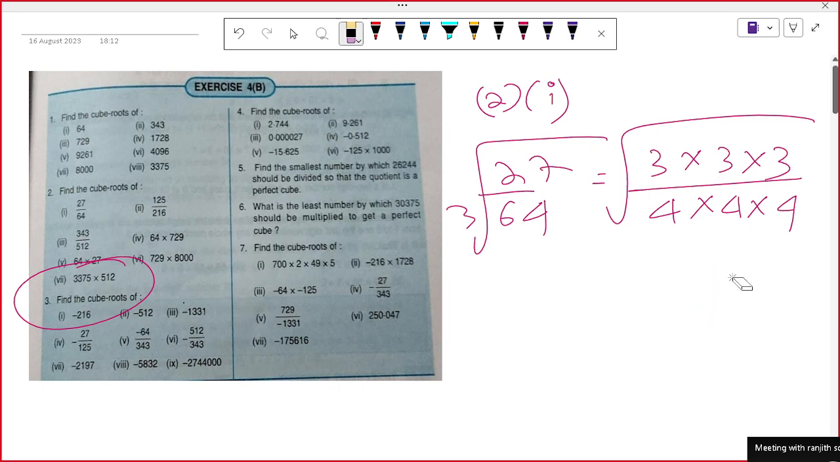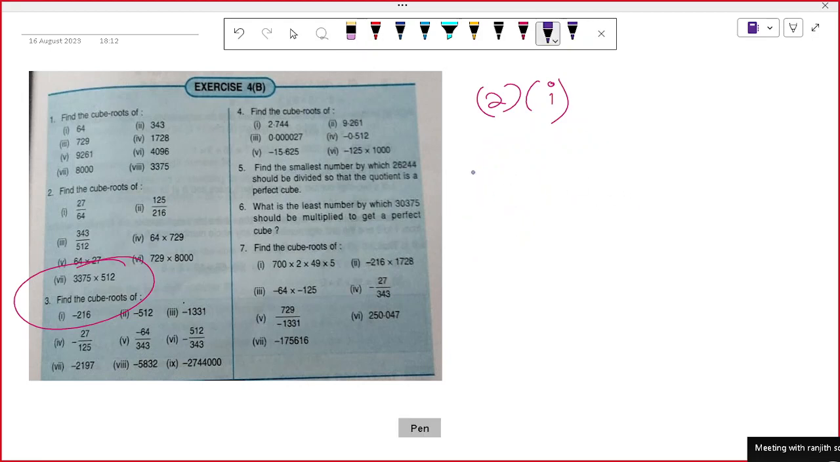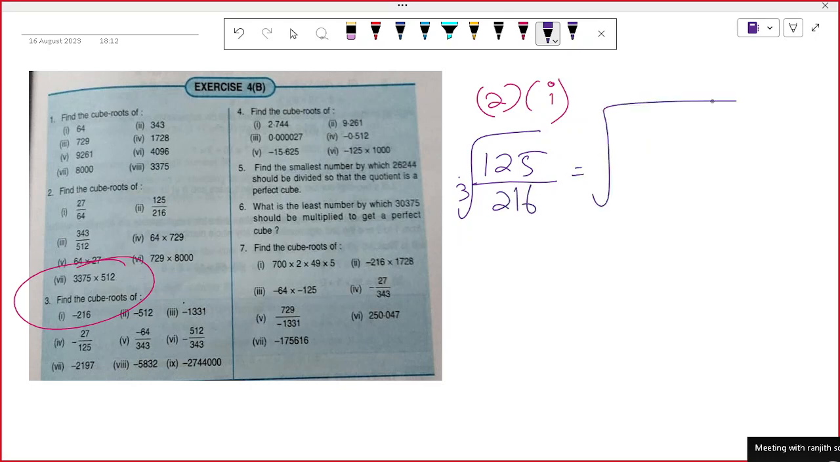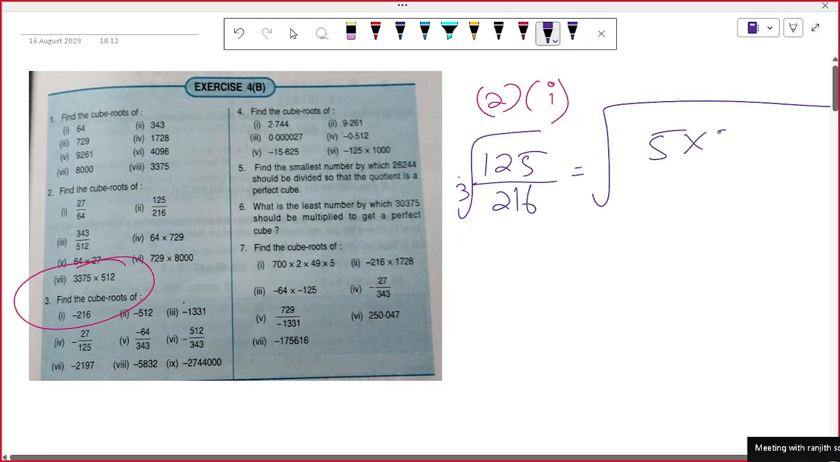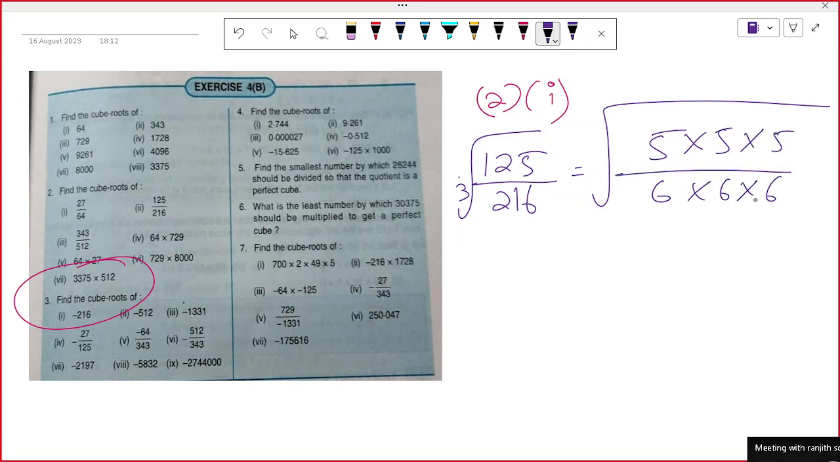Okay, second question. What's the direct answer for the second one? So 125 is 5 cube, and 216 is 6 cube, sir. So I need the final answer: 5 into 5 into 5 by 6 into 6 into 6, so 5 by 6, sir. Take 5 from the numerator, 6 from the denominator. 5 by 6. That's it. All the questions, do the same thing.